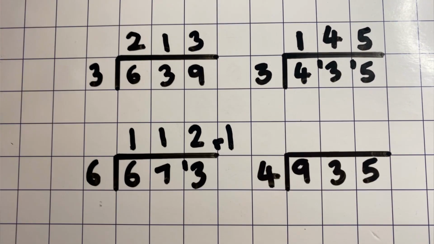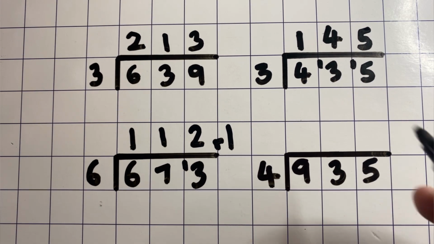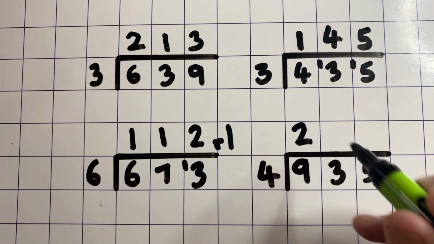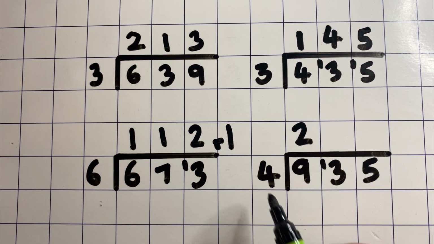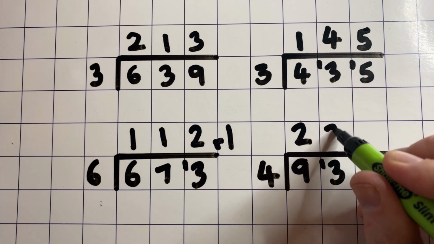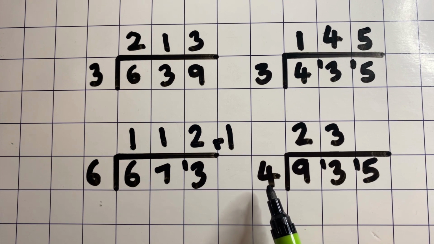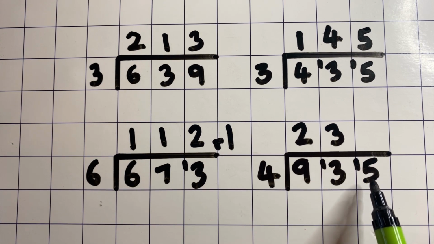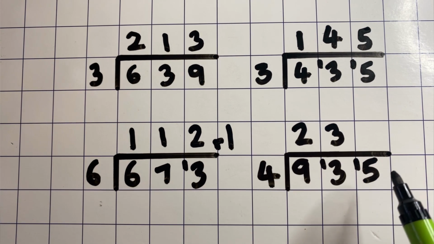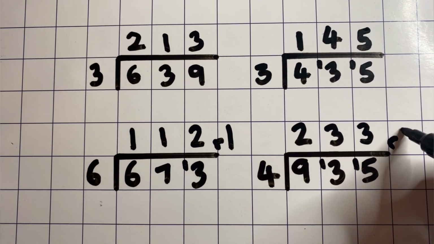935 divided by 4. How many times does 4 go into 9? Well, that gets you 2 times, 1 left over. How many times does 4 go into 13? Well, 3 times will get you to 12, but you've got 1 left over. How many times does 4 go into 15? Well, you can get to 12 by 3 4s, but then you have a remainder of 3.